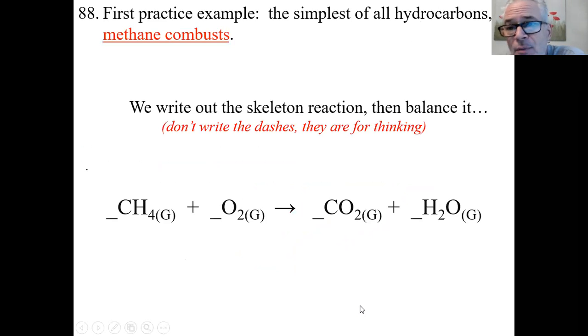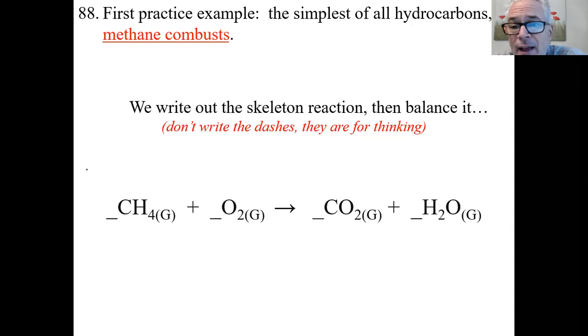The first example we're going to do here is methane. Methane is the simplest of all hydrocarbons because it only has one carbon. In fact, we'll see in organic chemistry the prefix meth, M-E-T-H, means one carbon. Now, the skeleton for this is methane, CH4, it's a gas, combines with oxygen, which is a gas. It's going to make carbon dioxide, which is a gas, and water.